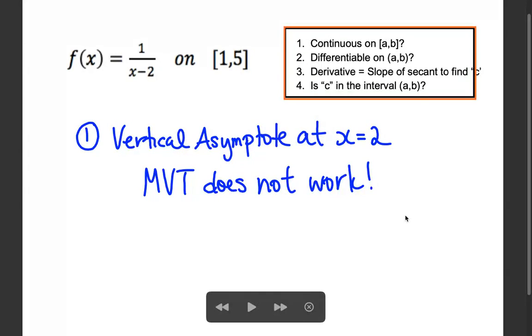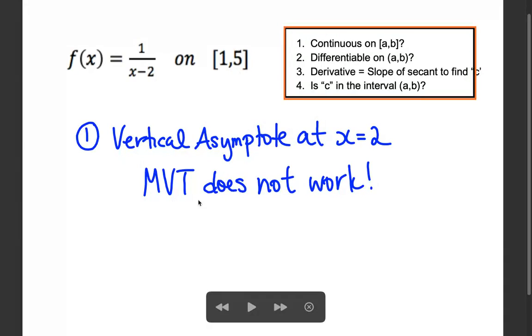Okay, I know this is a rational function, and when I look at the denominator, it is clear to me that if I sub in x equals 2, I'm going to have 1 over 0, which I can't have. I know that there's actually going to be a vertical asymptote at x equals 2. And the number x equals 2 is on this interval between 1 and 5. So right off the bat, I know that this function is not continuous on the interval 1 to 5.